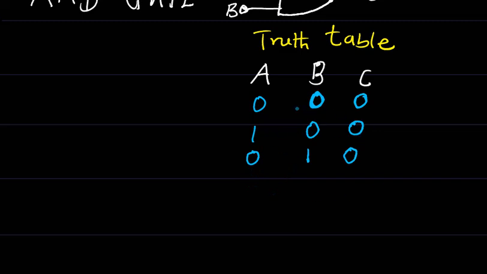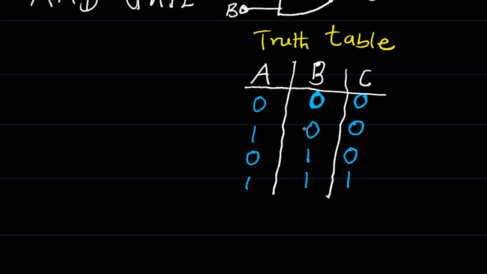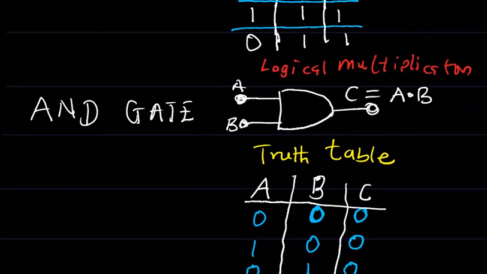The output will be 0 as long as one input is 0. The only time the output becomes 1 is when the two inputs are both 1. That is when you will have that. So please take note of this. Okay, so this is the symbol.